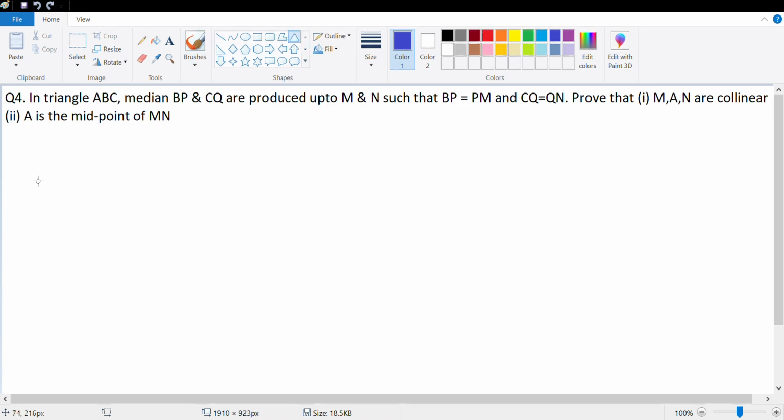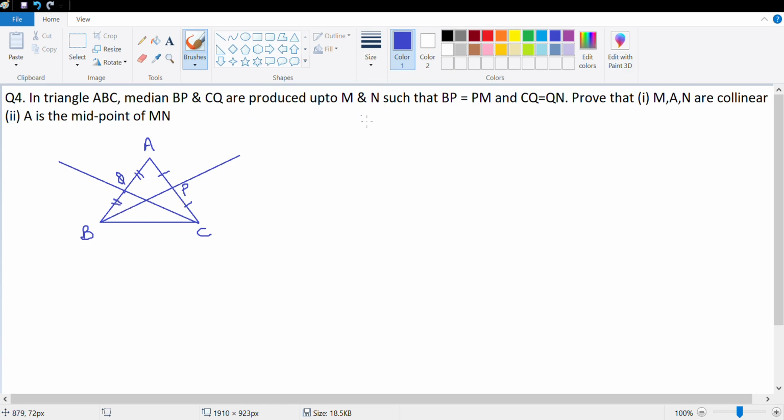So let's draw a rough diagram. Let's say this is triangle ABC. It says BP and CQ are the medians and they are produced. So BP is the median, which means it is dividing AC into 2 equal parts, and CQ is also a median, which means it is dividing AB into 2 equal halves. Perfect. So this is CQ, and this is dividing it into 2 equal halves.